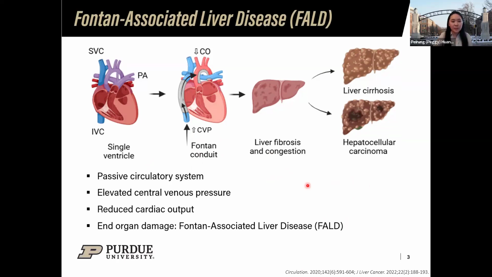However, it creates a passive circulatory system leading to elevated central venous pressure and reduced cardiac output, as you can see here in the picture, and eventually to end organ damage, specifically the liver. Liver congestion and fibrosis commonly occur in this population. We refer to this as Fontan-Associated liver disease.